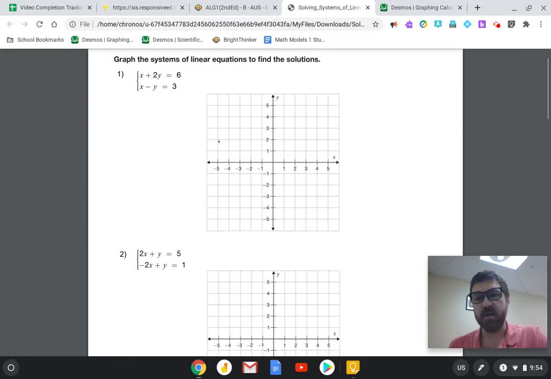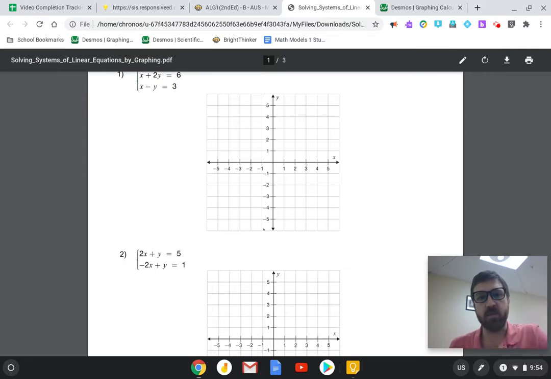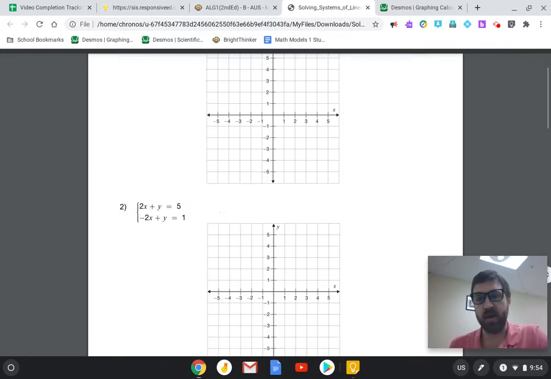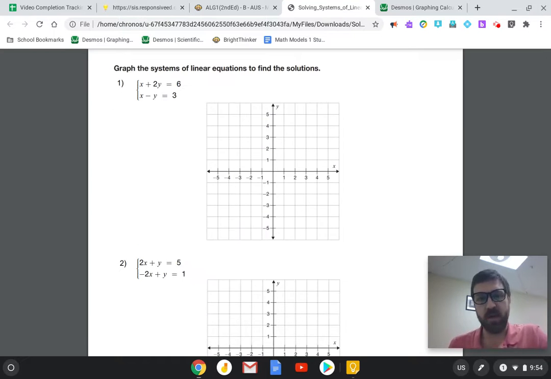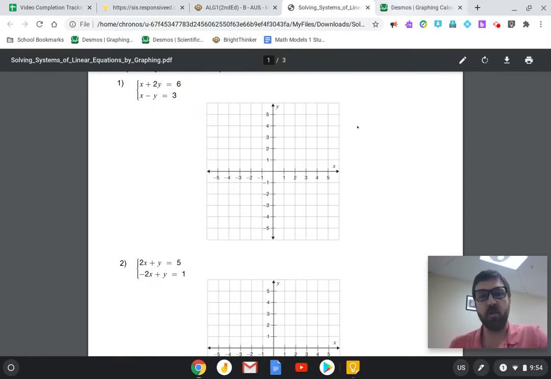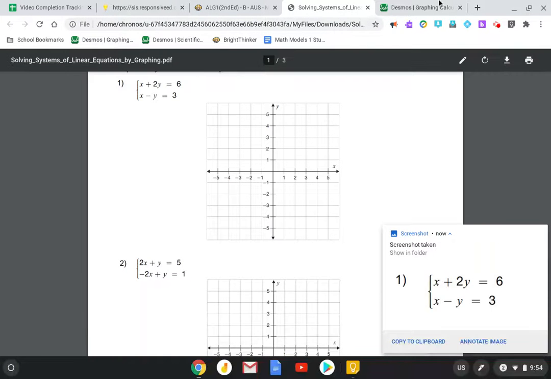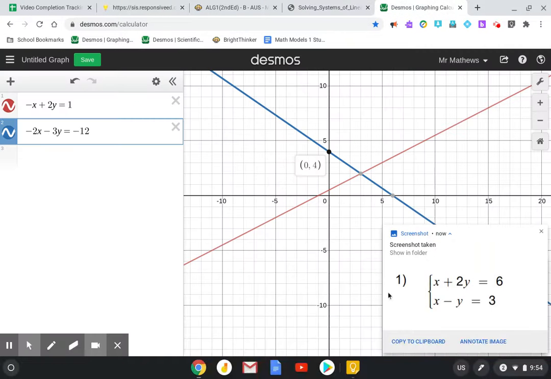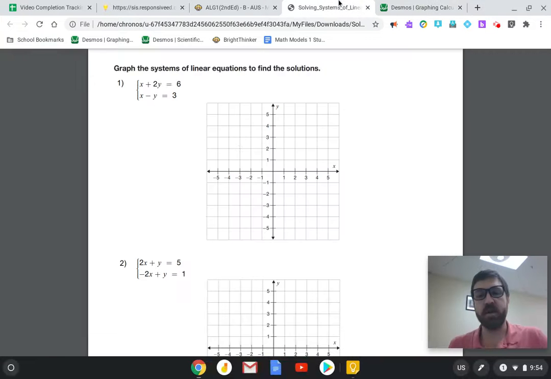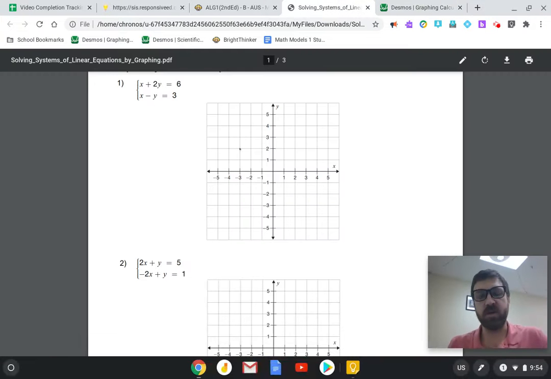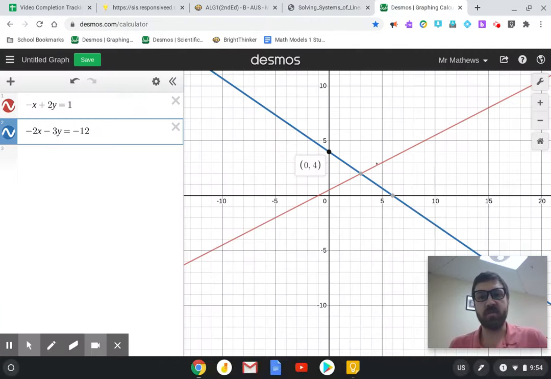I need to see from you, please, a screenshot of at least one page. So maybe these first 2 questions would be enough for me. So show me that you know how to graph these. So what I would really be looking for would be for you to graph these equations on Desmos and show me what the graph is that you got. So what I'm telling you is for this worksheet, you just need to send me screenshots of the graphs that you found with the solution.